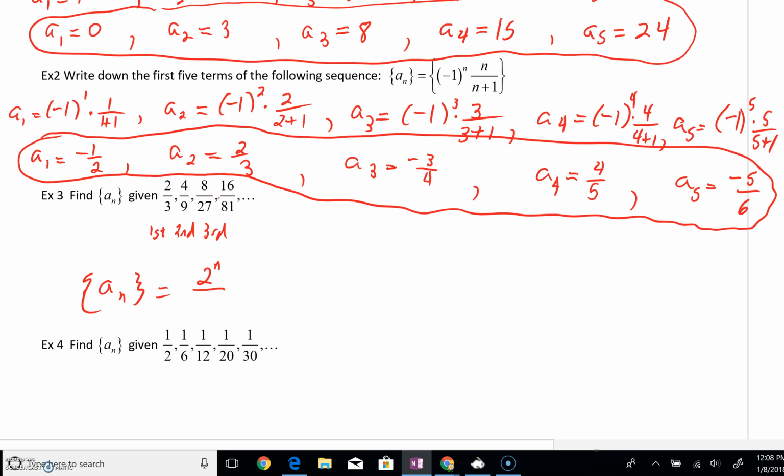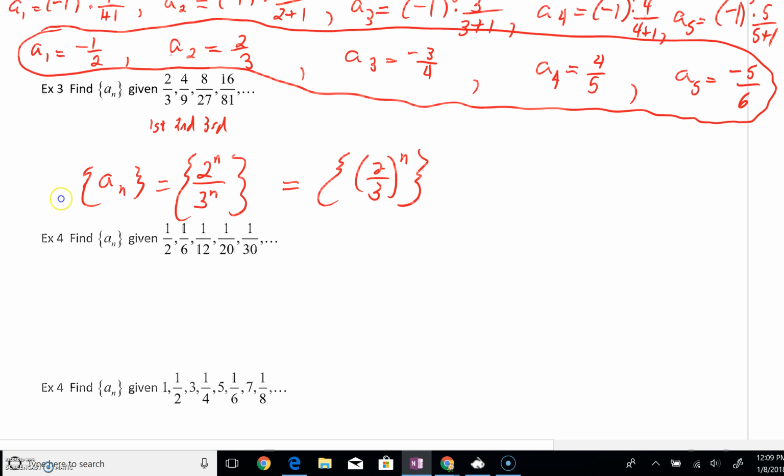But look down below. These are all powers of 3. 3 to the first, 3 to the second, 3 to the third, 3 to the fourth. So we could certainly write it as 2 to the nth all over 3 to the nth, or equally, we could have written that as 2/3 raised up to the n if we would rather. So that's some food for thought right there. Let's take a look at example 4.